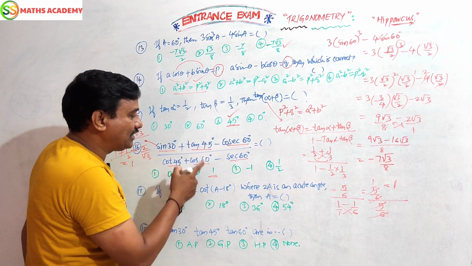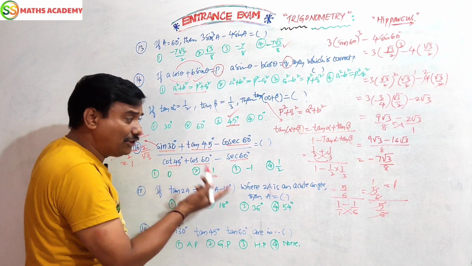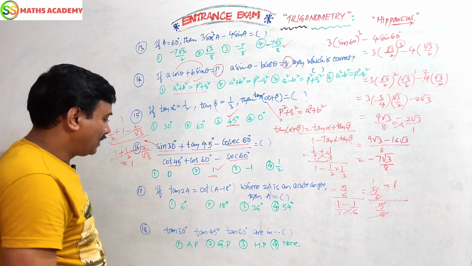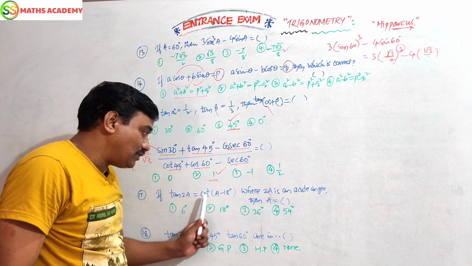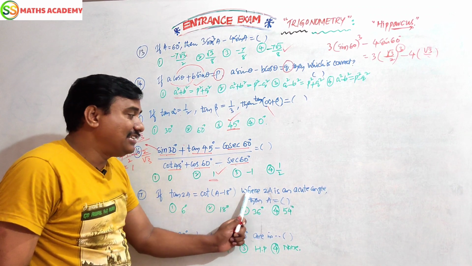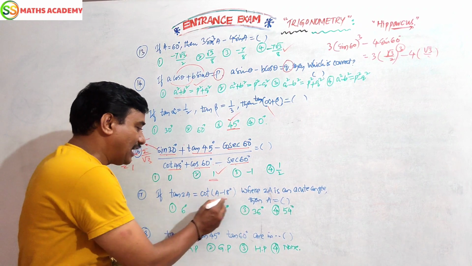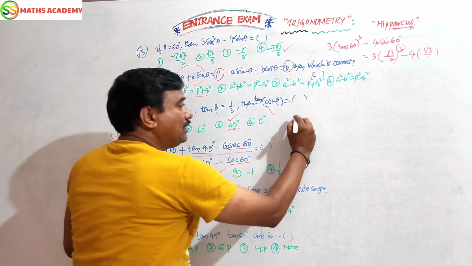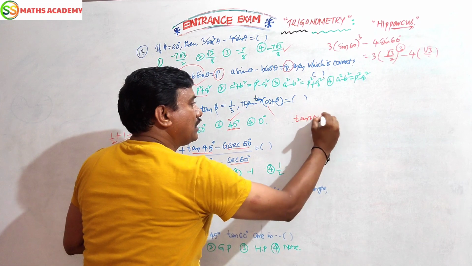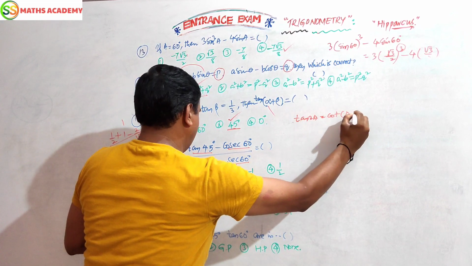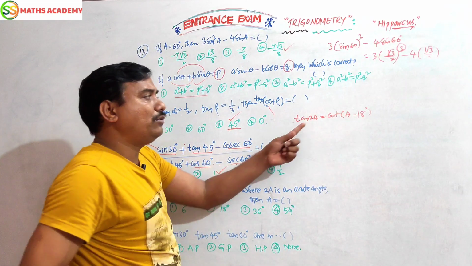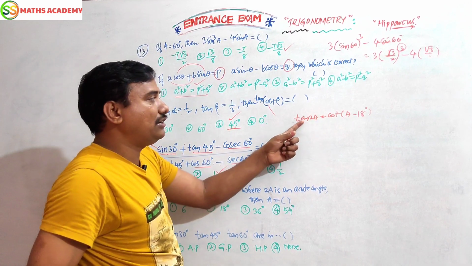Both are same. So that is the reason all numerator by denominator equal. Answer is 1. 17. If tan 2a equals cot of a minus 18, then what is the value of a? Okay, no problem. Complementary angle to each other. Tan 2a equals cot of a minus 18. We have cot, no need to convert it. This one you have to convert it.